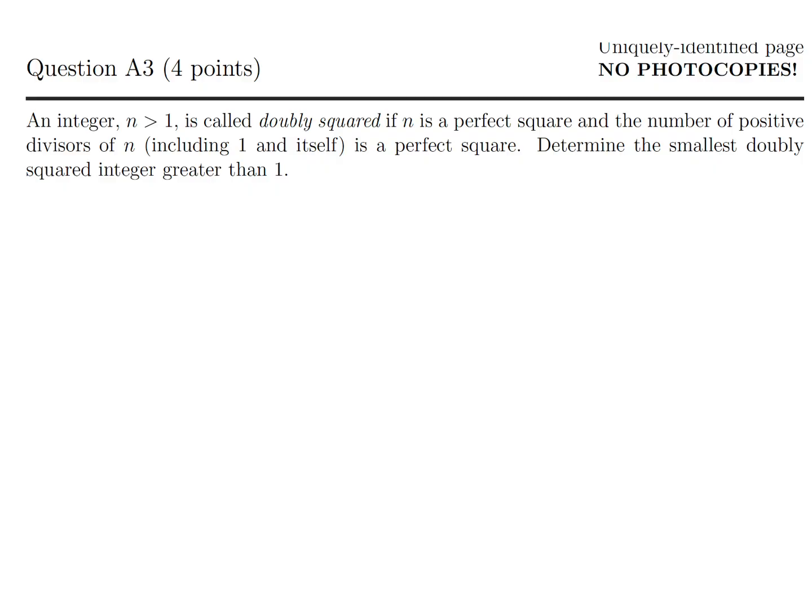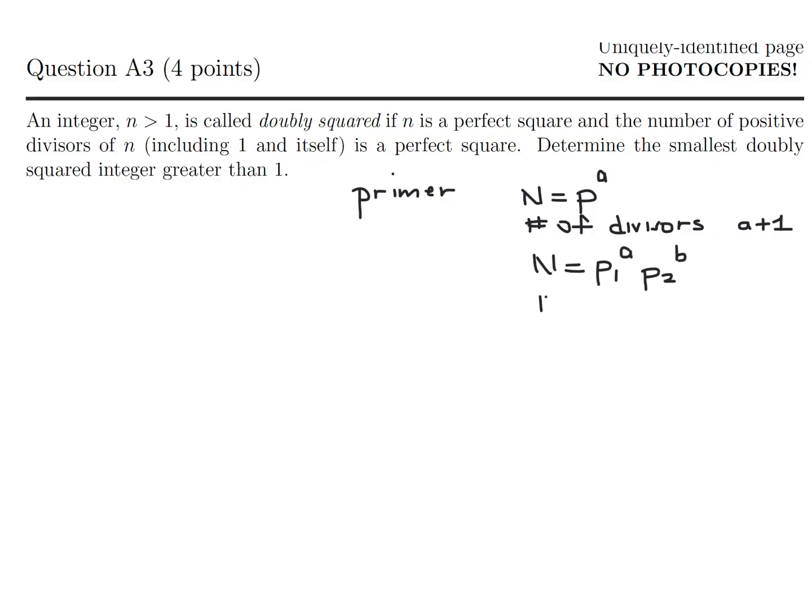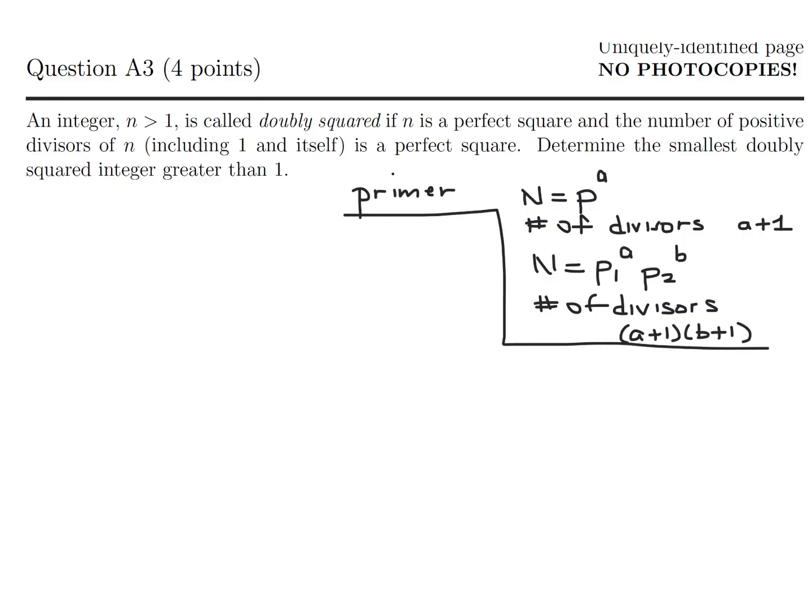Okay, so the first thing is a little bit of a primer. Some of you already know this, but if you have a number broken down into its prime factorization, p being prime to the exponent a, the number of divisors is a plus 1. Now, if the number has two primes, so you have prime 1 to the a times prime 2 to the b, then the number of divisors is a plus 1 times b plus 1. So this is something we are going to use in this question.